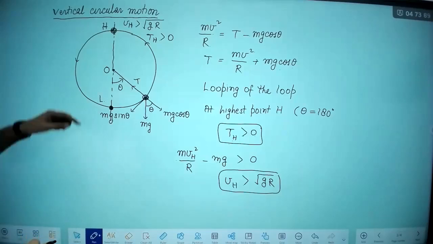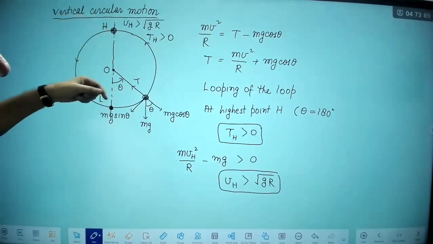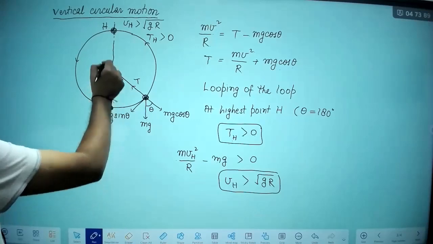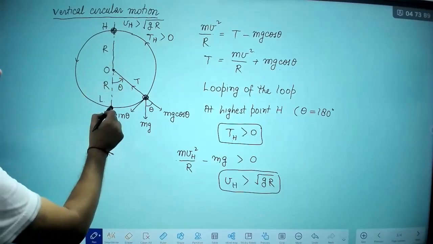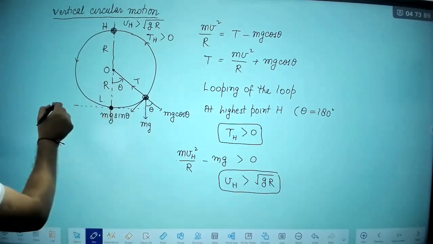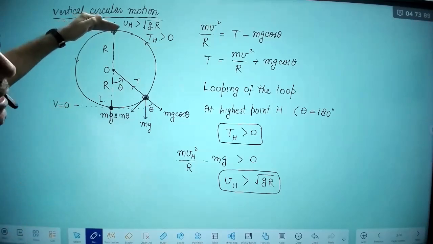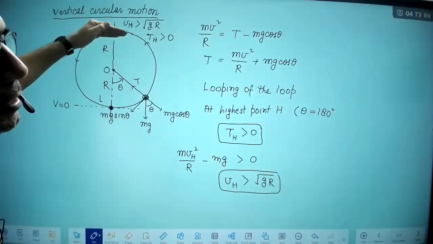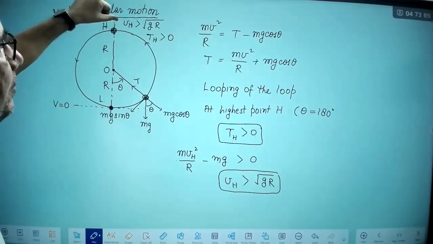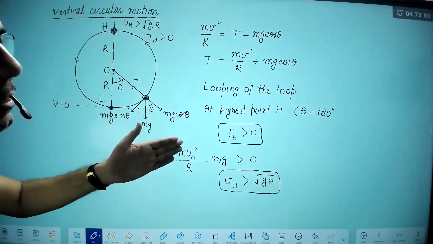So please try to understand what will be the difference between the potential energy at the highest point and the lowest point here. This is R and this is R. If I consider this as the reference level for the potential energy, saying the potential energy is 0 here, then what will be the potential energy at the highest point? That will be mg2r. So here, what will be the total energy? Total energy will be 1/2 m vH square plus mg2r.